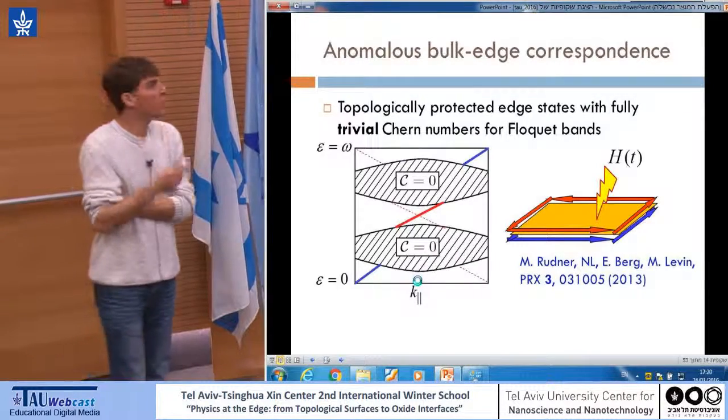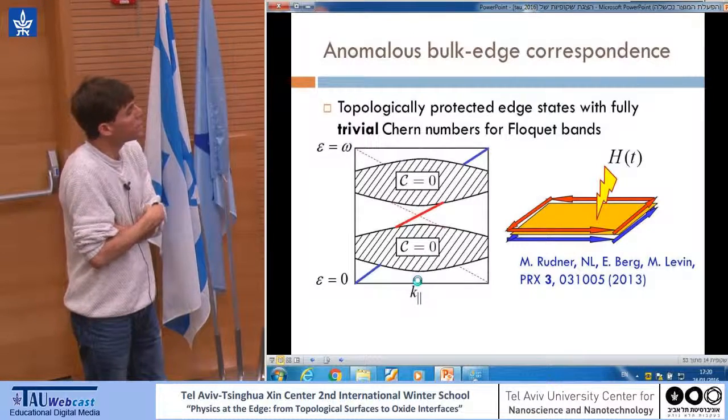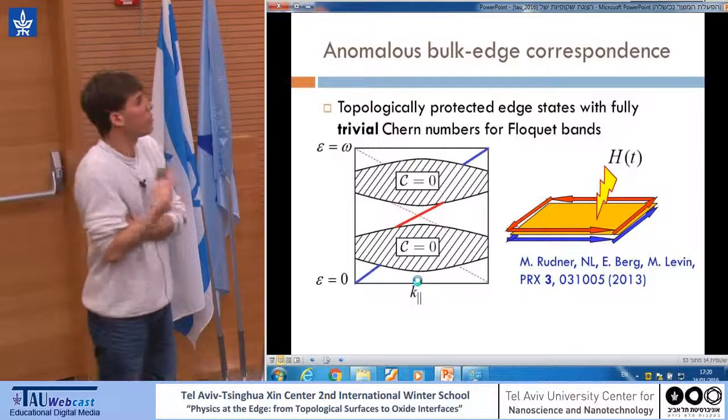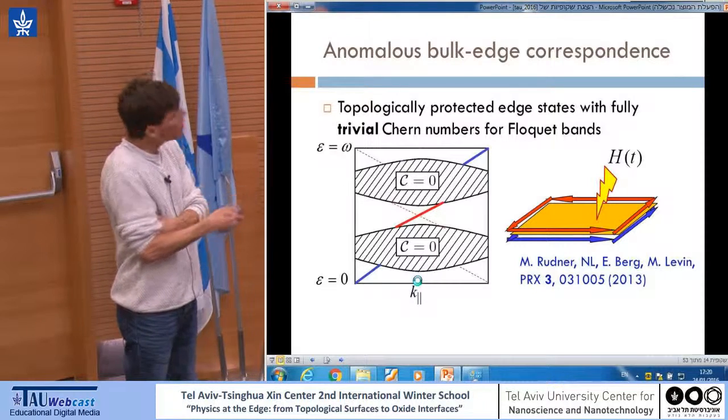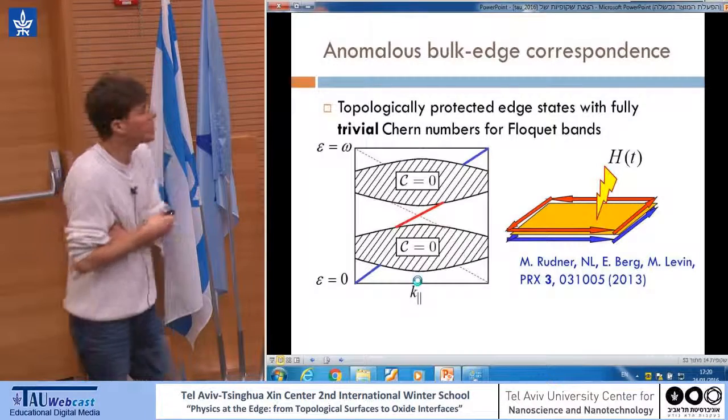For quantum Hall states in a static system, edge states are always accompanied by non-zero Chern numbers in the bulk. And here I claim that all the Chern numbers could be 0, yet I'll have topologically protected edge states. How is this possible?